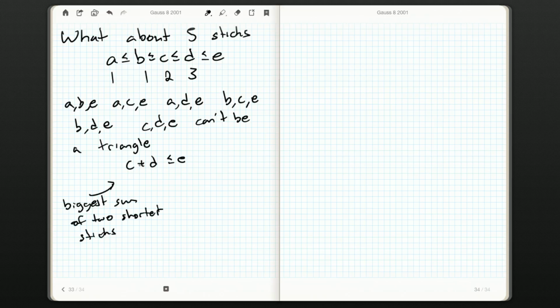So it's C plus D, the last two that we figured out, 2 and 3. So we see that 2 plus 3 is less than or equal to E, so 5 is less than or equal to E. We want E to be the shortest, so we let E be 5.